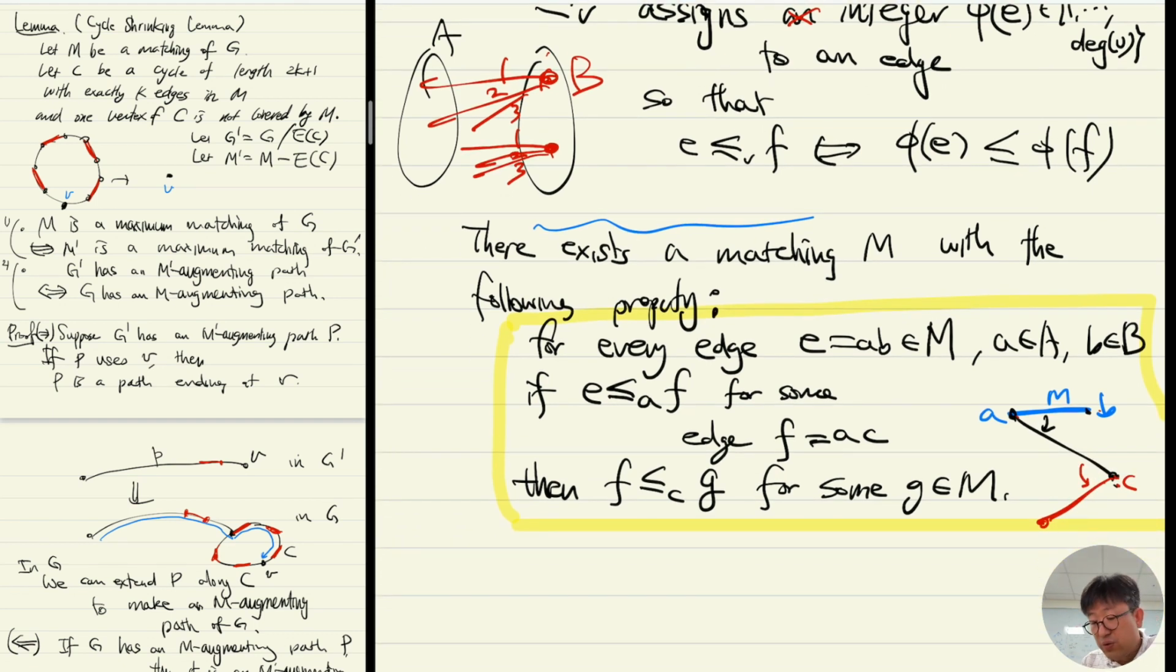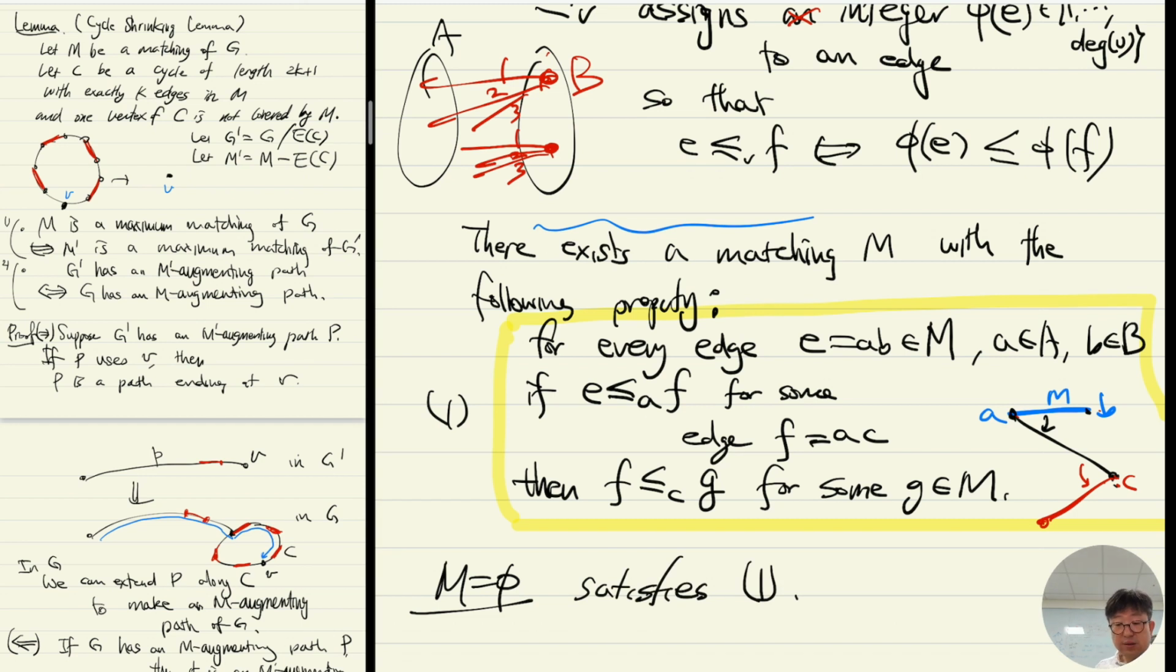And how do we know that such a matching exists? Well, the empty set satisfies, okay, so let me say this is property 1. The empty set satisfies 1. If I have an empty set, then there's nothing to say, right? This says that for every edge in M, some property holds. So when M is empty, this holds because there's nothing to check. So there exists a set satisfying 1.